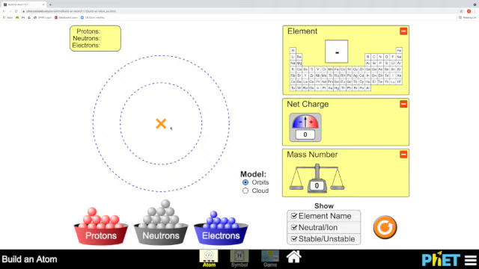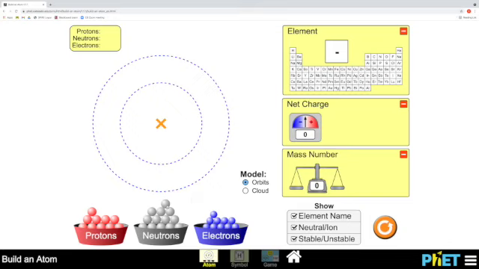Protons and neutrons live inside the nucleus, the center of the atom. And protons and neutrons are really what gives the atom its mass. Electrons, on the other hand, while they do have some mass, it's such a small amount that it really doesn't contribute much at all. Okay, so let's take a look at these parts in action.